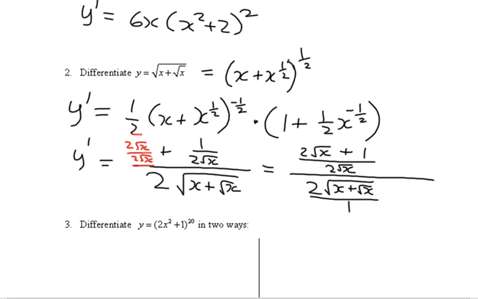And in Math 31, I think we all know that when we're dividing by a fraction, it's the same as multiplying by the reciprocal. So once again, I'm running out of space here, but 2 root x plus 1 all over 2 root x multiplied by the reciprocal.